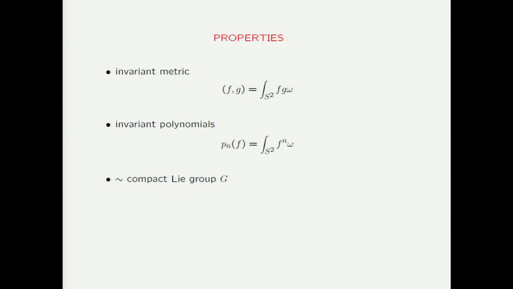Okay, so why should we think of this as being like a compact group? Well, first of all, there's an invariant metric. Given two functions, f and g, we can integrate them over the two-sphere relative to the symplectic form. And also, we have invariant polynomials. This is analogous to taking the trace of the nth power of a matrix. So we just take the function, take its nth power, and integrate. So that's the respect in which we can think of this as being like a compact group.